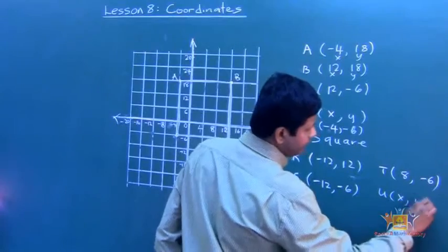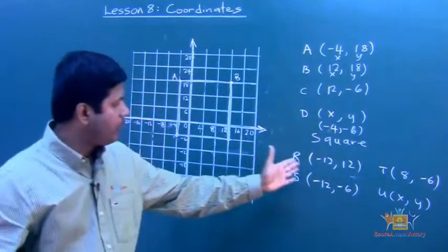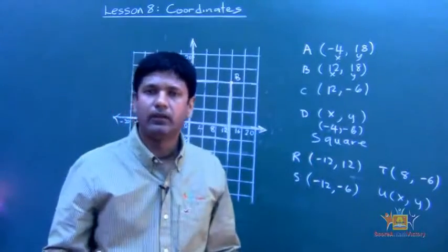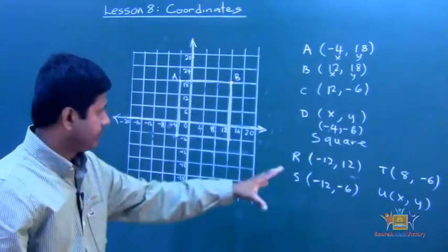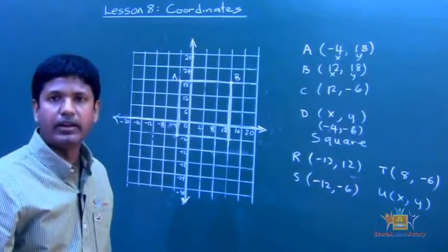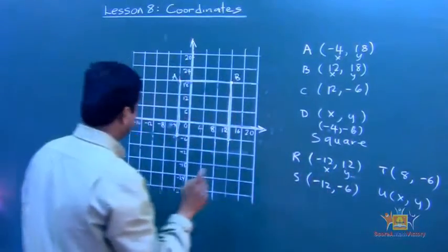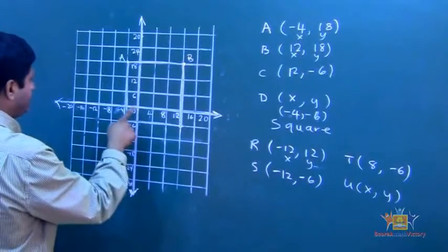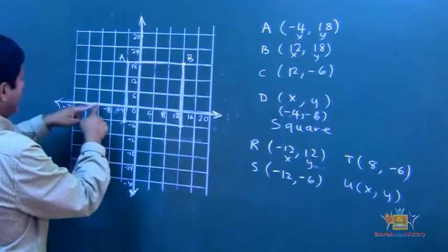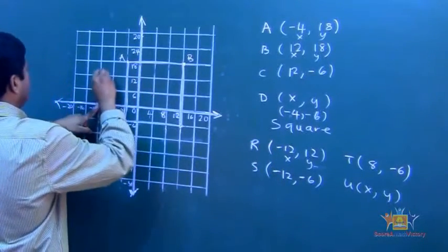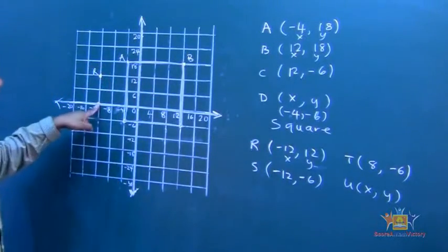Find the vertex for U such that when we connect these points, they form a rectangle. So what's our first step? Locate the coordinates. Let's start with R. X is negative 12, so let's find negative 12 right there. And then Y is 12 right there. So that's your R. We found R.